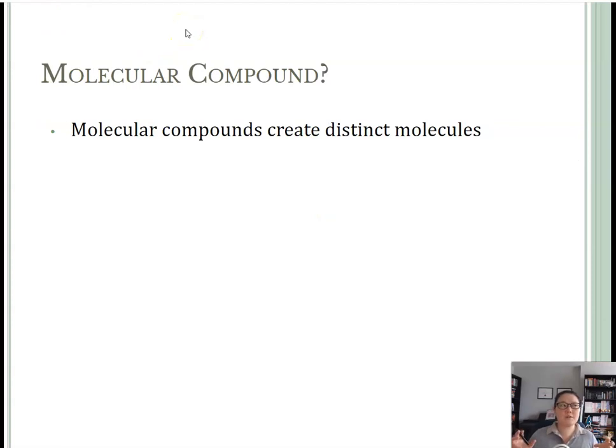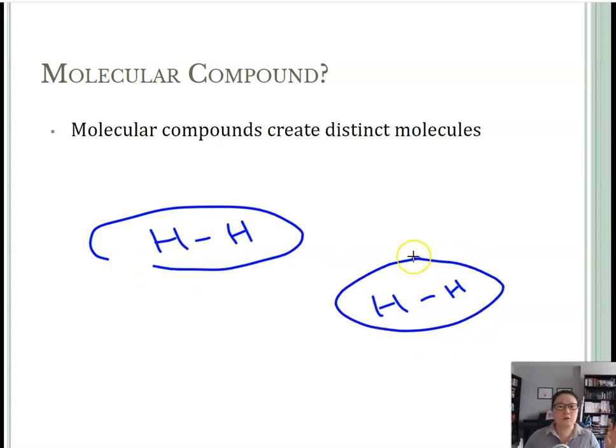Because you don't have a particle that is just attracted to every other particle that is oppositely charged to it, molecular compounds are going to create distinct molecules. So for example, if you have a hydrogen and a hydrogen sharing electrons with each other, if there is another hydrogen, it doesn't have the capacity to share electrons with this other hydrogen. So this hydrogen is going to form a covalent bond with a different hydrogen, and these hydrogens are all going to be very, very distinct.